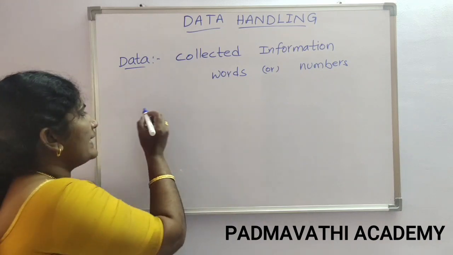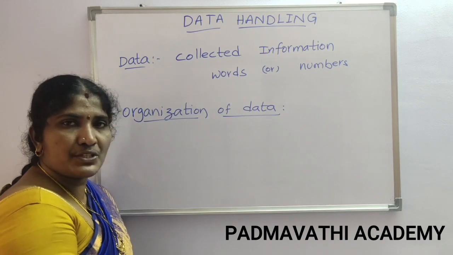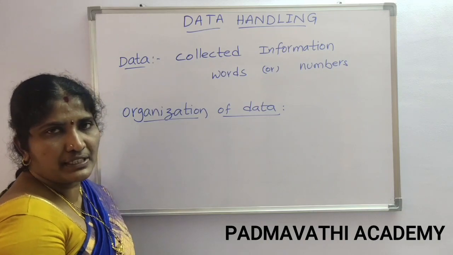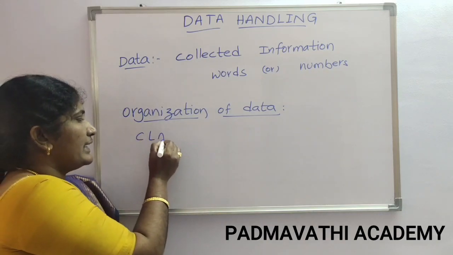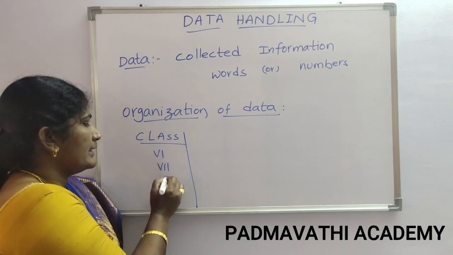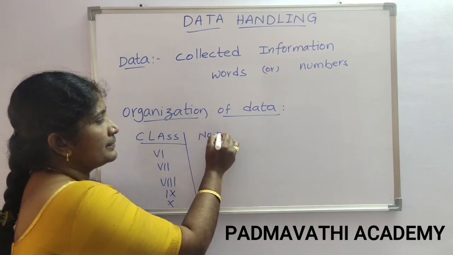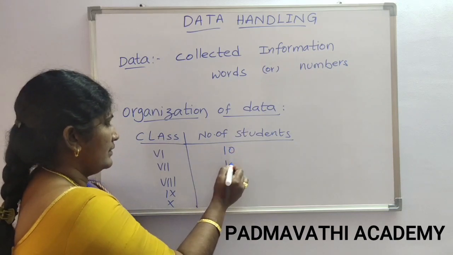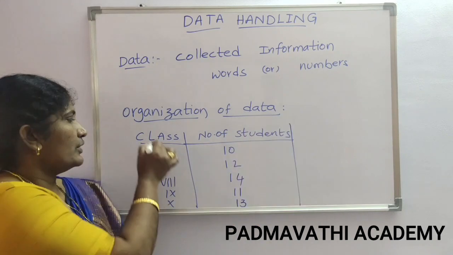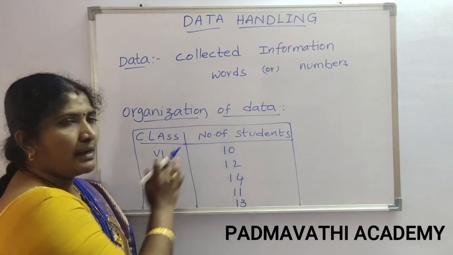Next, organization of data. Here, we can represent collected data in tabular form. A table which shows frequencies of particular items separately is called a frequency distribution table. Suppose the information we collected in a particular school is for 5 classes: 6th class, 7th class, 8th class, 9th and 10th class. The number of students are 10, 12, 14, 11 and 13. So this is the information we collected in a particular school: classes and number of students.